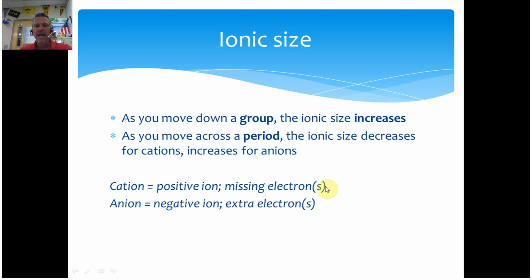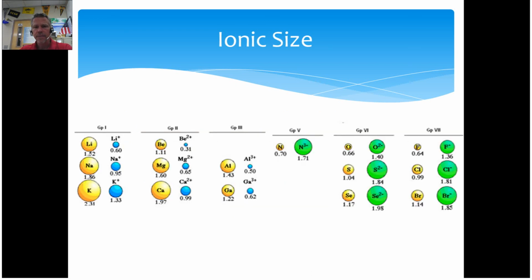To make a cation, you have to take away something from the atom. When you take something away from the atom, the radius gets smaller. Similarly, an anion is negative, which means you've added one or more electrons to it. If you're adding something to the atom, it makes sense that the size of the atom should get bigger. Let's see that in a graphic.